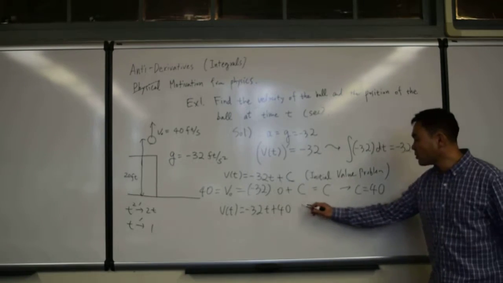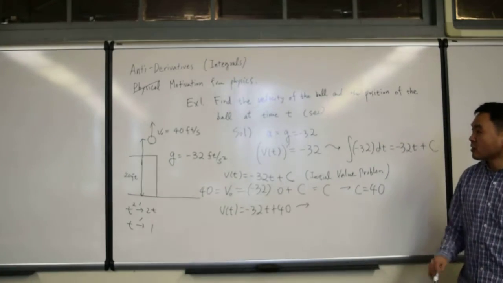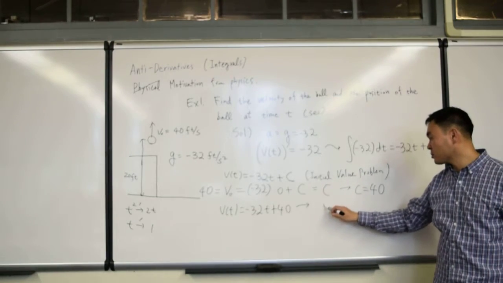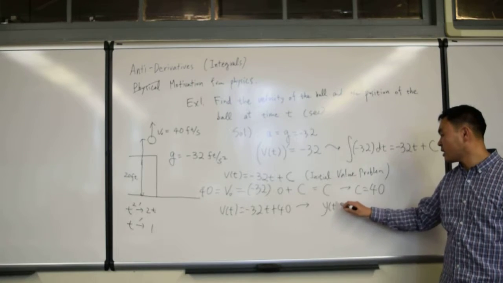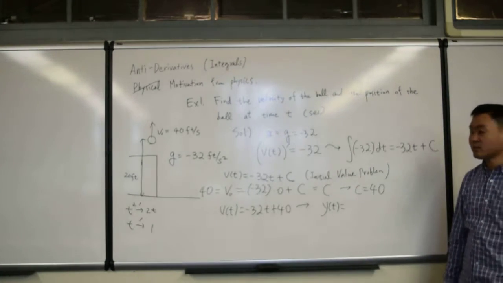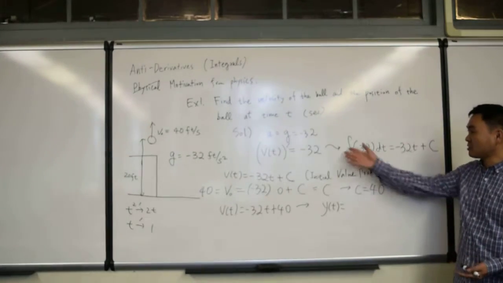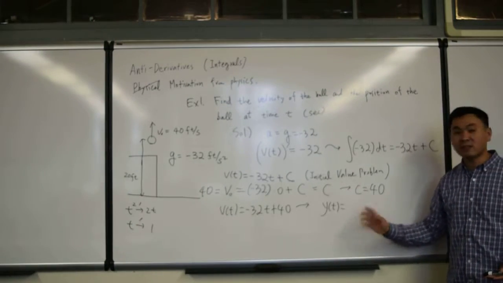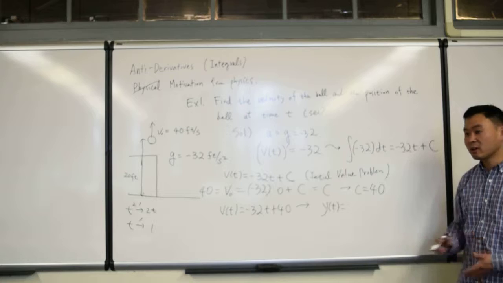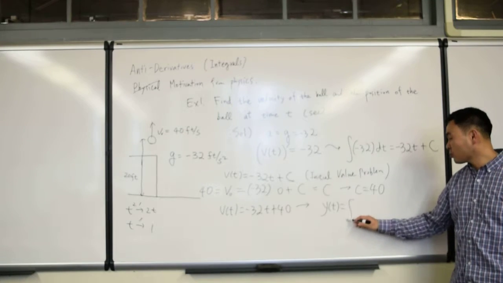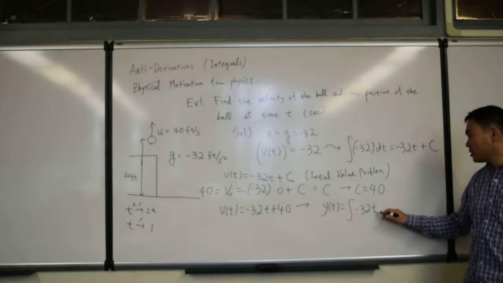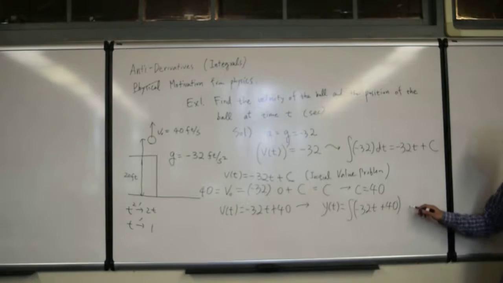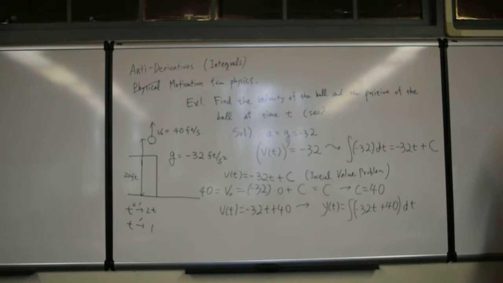Now we can go for the position. Since the position is the altitude, the height, let's use y for the position, okay? So y of t is now the antiderivative of the velocity because, again, it's the same reasoning. The rate of change of the position is equal to velocity, therefore the antiderivative of the velocity must be the position, right? So you have to take what you acquired here, negative 32t plus 40, and integrate by t to get something.